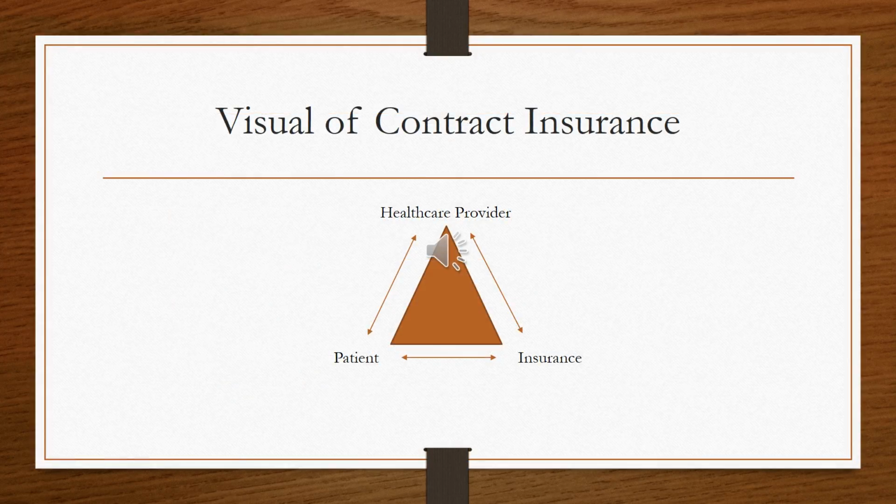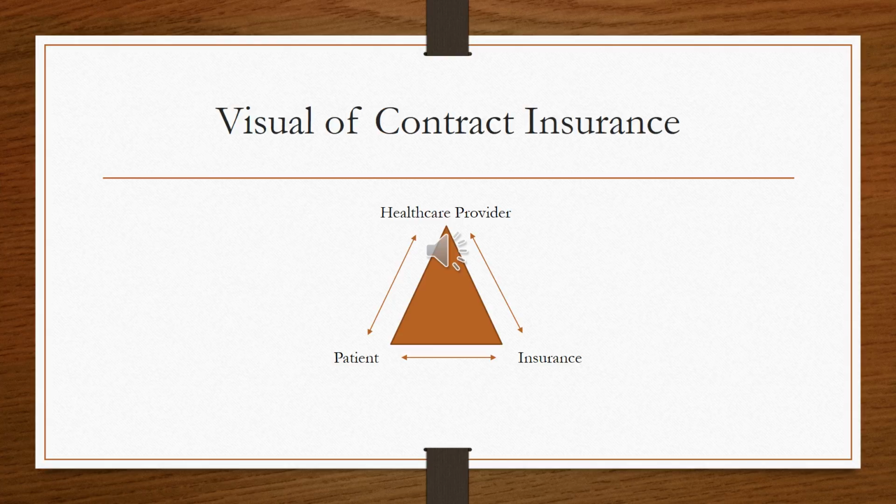This slide shows a visual of contract insurances, and as you can see at the point of each triangle, there's a healthcare provider at one point, patient at another, and insurance at the other third point of the triangle. If you look at it, you can see the patient obligated themselves with the insurance company by signing a contract, and they obligated to pay premiums and abide by the terms and conditions of the contract. In exchange, the insurance company agreed to process and pay claims as appropriately set out in the contract. So those two parties are tied together.